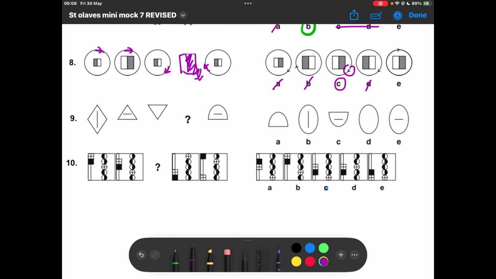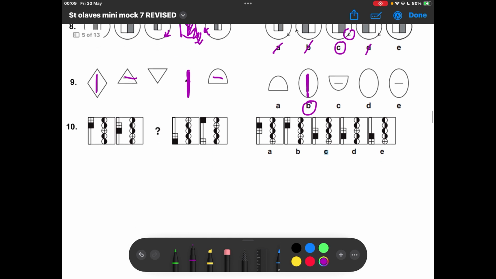Next question. So here we go from having a vertical line, horizontal, to no line, and then back to no line. So I'm going to assume we're going to have a vertical line here. So it goes vertical, horizontal, no, vertical, horizontal, leaving us with the answer. It's got to be B, only with the vertical line.